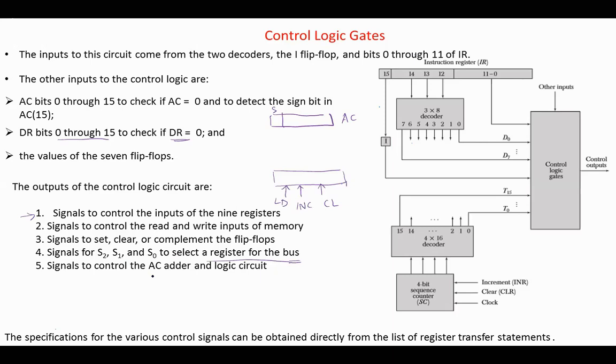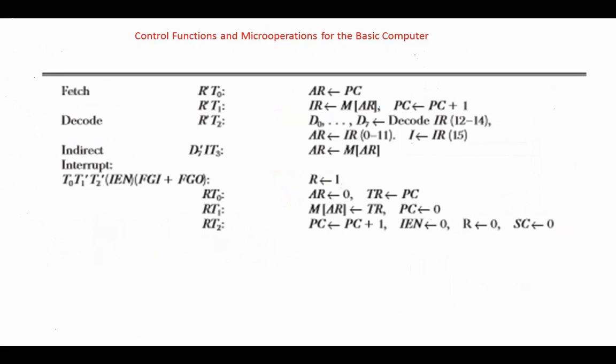The specifications for the various control signals can be obtained directly from the list of register transfer statements. For clarity purposes, the table for register transfer statements is split into subtables. The first subtable is for the fetch, decode, indirect, and interrupt phases. Here we have the control functions, and here the register transfer microoperations.